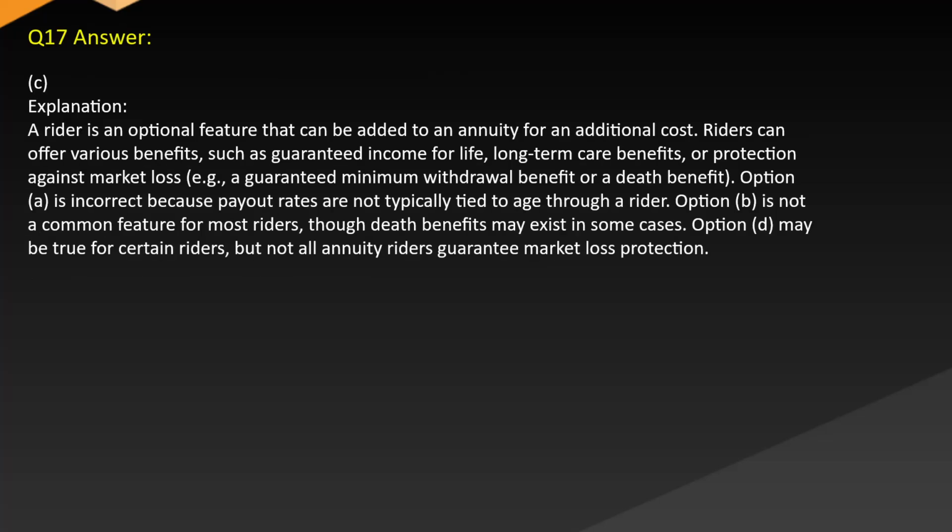Answer C. Explanation. A rider is an optional feature that can be added to an annuity for an additional cost. Riders can offer various benefits such as guaranteed income for life, long-term care benefits, or protection against market loss, e.g. a guaranteed minimum withdrawal benefit or a death benefit. Option A is incorrect because payout rates are not typically tied to age through a rider. Option B is not a common feature for most riders, though death benefits may exist in some cases. Option D may be true for certain riders, but not all annuity riders guarantee market loss protection.